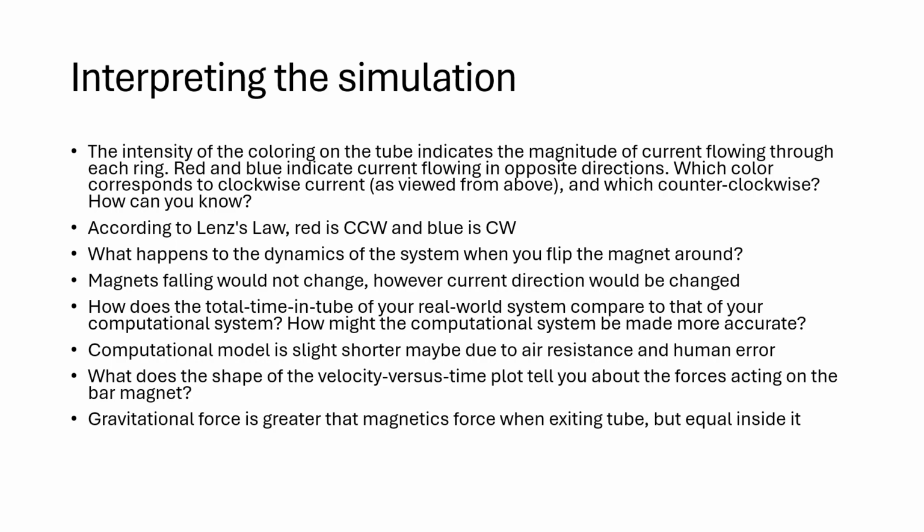Why is the simulated time shorter than the real time? The model ignores air resistance and human reaction time when timing the drop. What does the velocity versus time graph tell us? Inside the tube, the magnetic force balances gravity, giving a region of roughly constant velocity. Near the exit, gravity becomes stronger than the magnetic braking force, so velocity increases in magnitude.